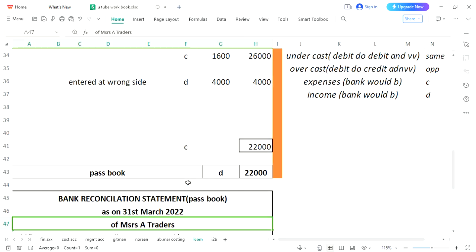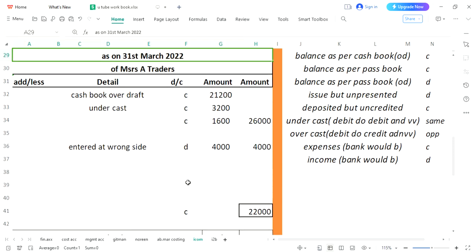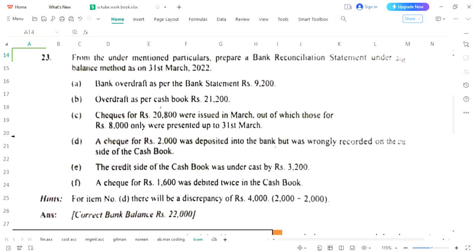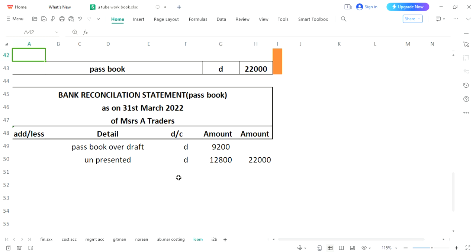So guys, in this way, our question has been completed. Both books are entered, both books are accomplished as well, and their answers are matched with each other, and both answers are matched with the book answer as well. In this way, our question 23rd, this was the last question of this chapter, has been completed, and we have shown their answers. Answers are matched, the solution is in front of you.